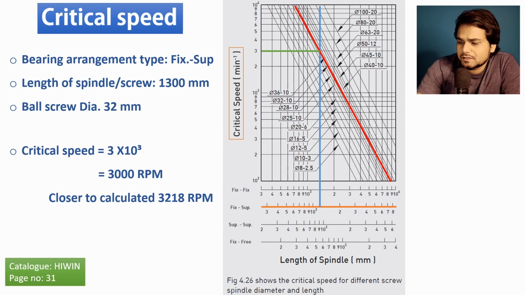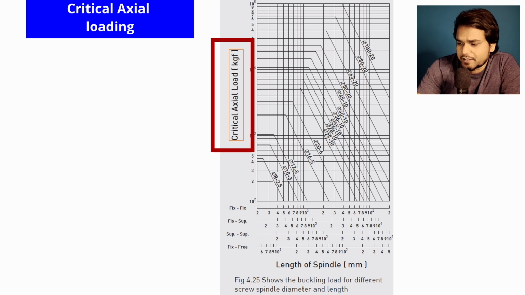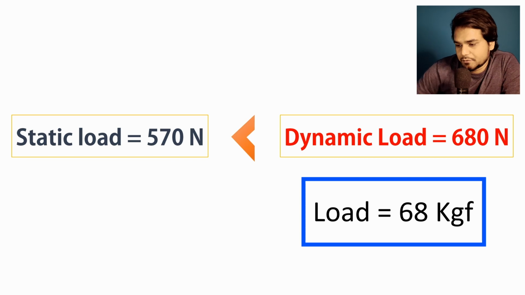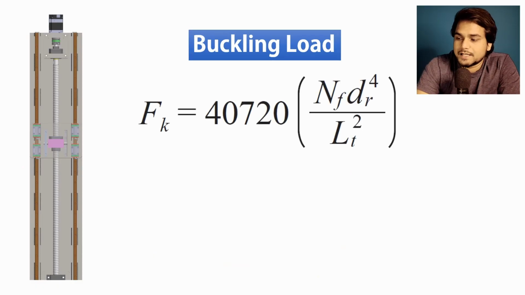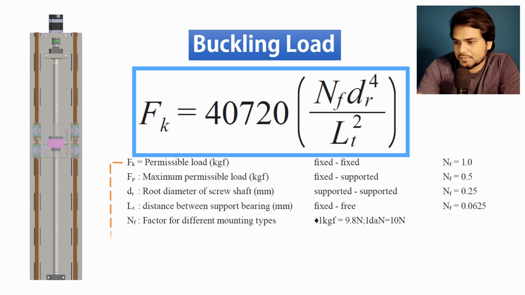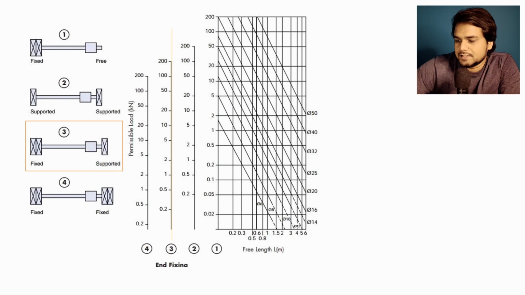On top of that, you can also check the critical axial loading, and I'm leaving this up to you because there is no heavy load. And now we can check the buckling load. But what is buckling? We can say when a ball screw or anything goes under certain compression load, there can be a visible deflection, and this is called buckling. In our case, the load is not much, but we can calculate the buckling load with this formula, and we have all the inputs for this formula, or we can refer to this table.